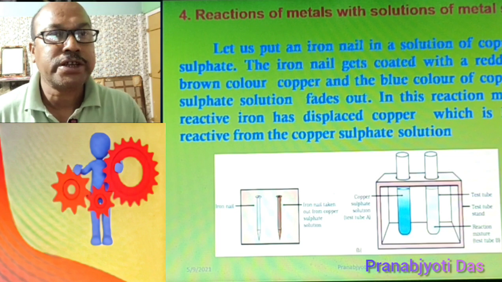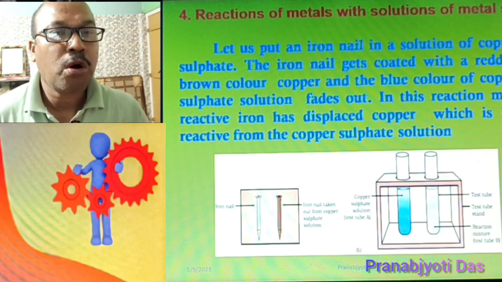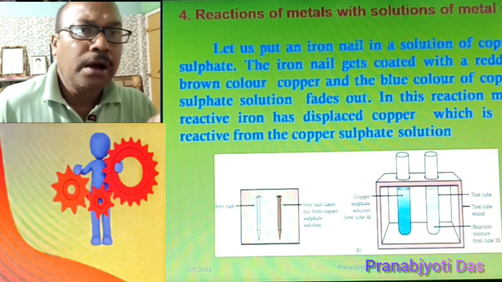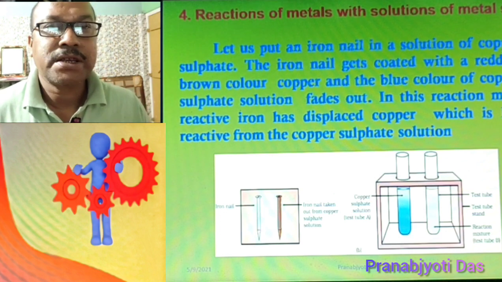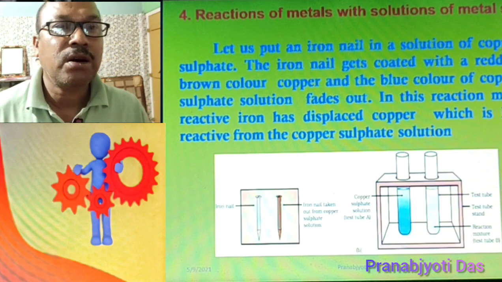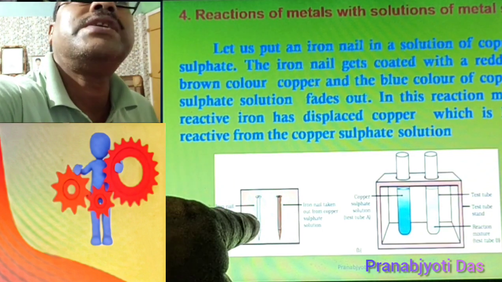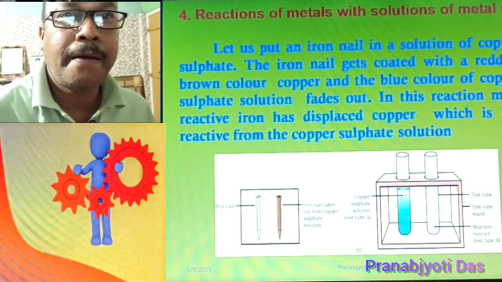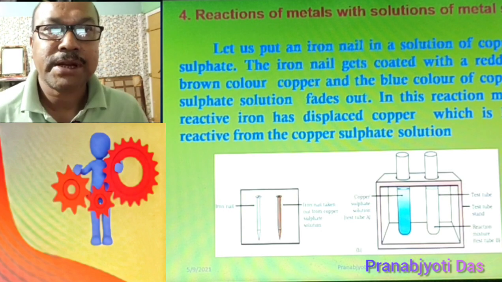Actually, consider this left test tube. The left hand side test tube is filled with copper sulfate solution, which is blue in color. Now we are putting an iron nail into this copper sulfate solution. So what was the nail? You can see on the left hand side, this nail I am talking about. This nail is a fresh nail. We are putting it into the copper sulfate solution and we are waiting for some time.